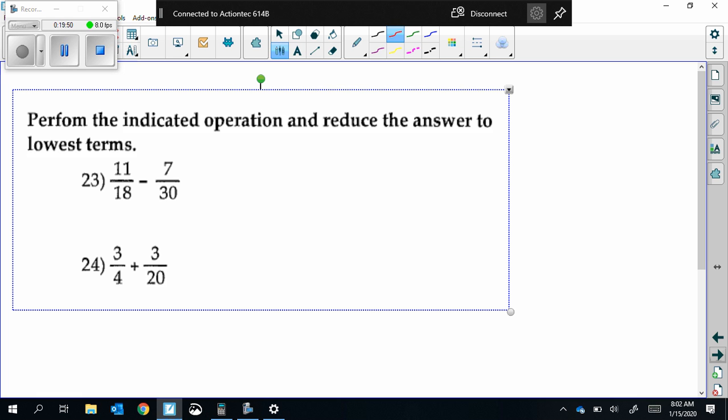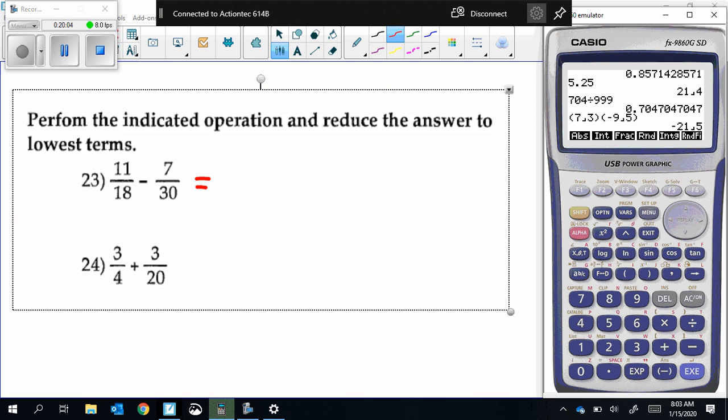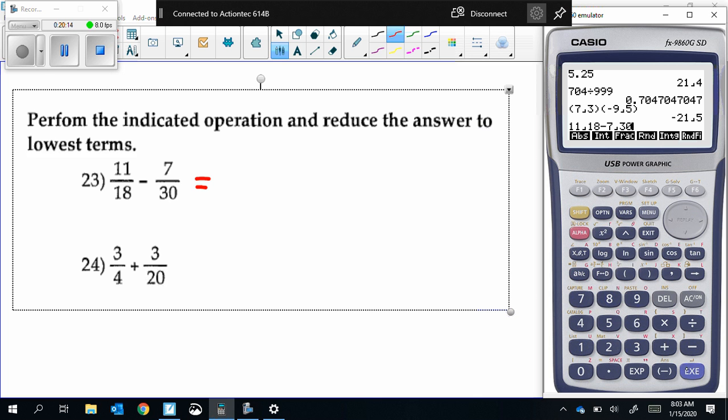Adding and subtracting fractions, you need common denominators. They have to have the same denominator. This is, in my opinion, worth getting out a calculator for, because getting common denominators for 18 and 30 is going to be kind of big numbers, when you can just type it in, 11 over 18 minus 7 over 30. Get an answer.